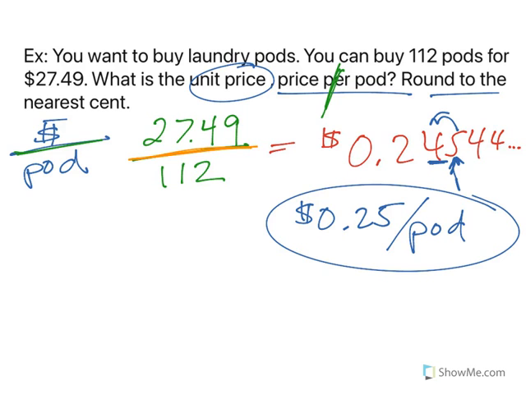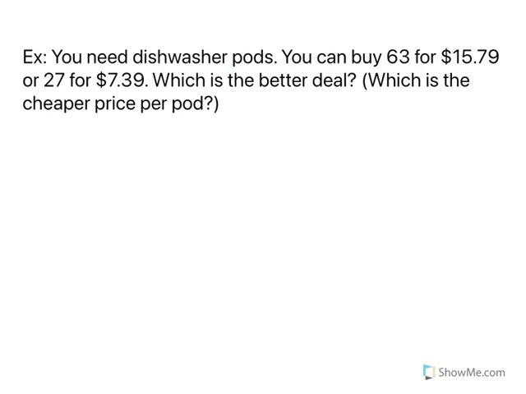Now, this gets me to my next example, which is the better buy. We do a lot of comparison deals. So now let's go to dishwasher pods, because I don't like doing dishes. It's my least favorite household chore. So we can buy 63 dishwasher pods for $15.79, or we can buy 27 for $7.39.